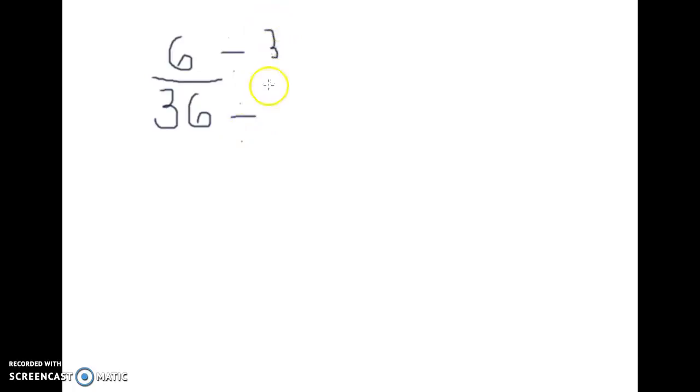Divide by 3, divide by 3. 6 divided by 3 we know is 2. 36 divided by 3 is 12. We have to look at this fraction now. We've got 2/12. We need to find a way to see if we can make this fraction any simpler.